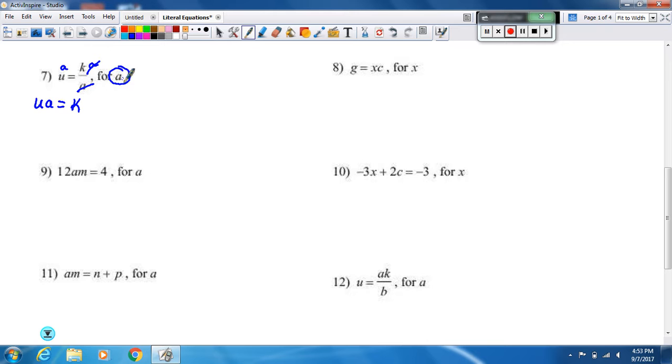So now we want a by itself. So this is u times a. The opposite of times is divide, so divide both sides by u. A equals k over u. And that one's done.